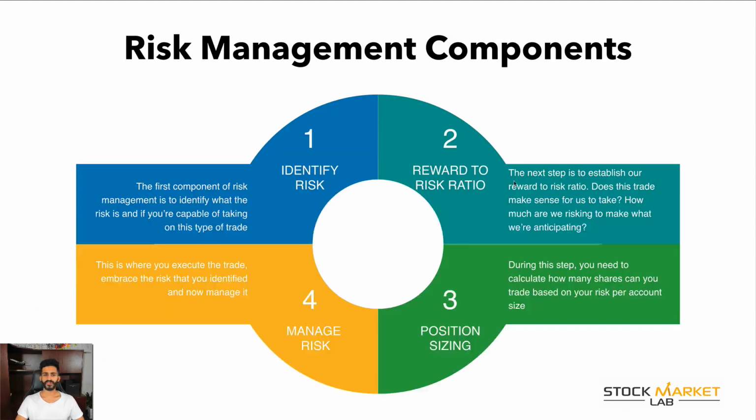Now, what are the 4 components of proper risk management? The 4 components of proper risk management: number 1, you have to identify risk. Like I mentioned, in every single trade, guys, you are going to have risk. The first component of risk management is to identify what the risk is and if you're capable of taking on this type of trade. Each and every single one of you guys are going to be completely different on handling risk. Some people are going to be bigger risk takers, and some are not going to be that big on taking risk. That's something you have to understand about yourself.